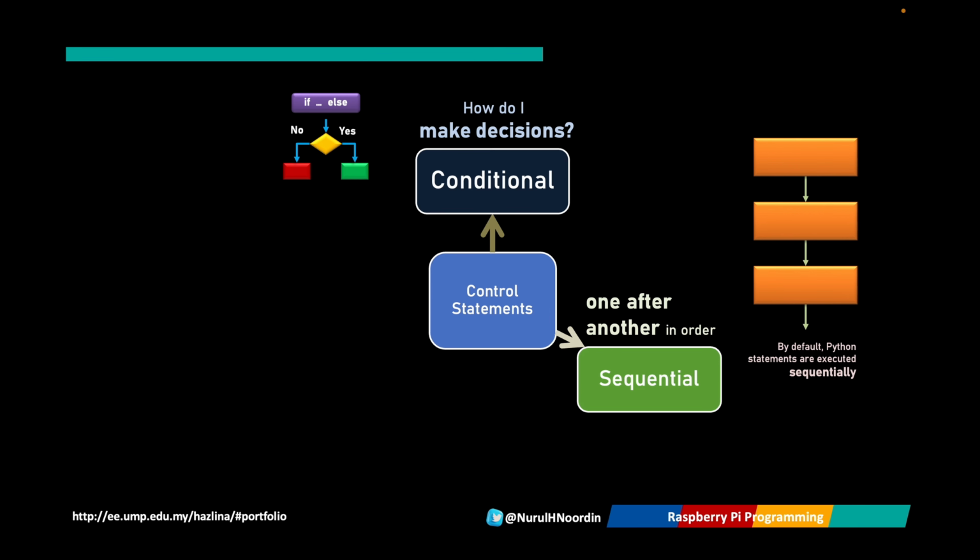The second type is conditional statements, such as if-else, which allow decision-making within a program. This is where the program checks a condition before executing specific instructions. For example, if a button is pressed, turn on an LED, otherwise keep it off. Conditional logic is widely used in real-world applications, such as security systems, smart home automation, and sensor-driven responses, where actions depend on certain conditions being met.